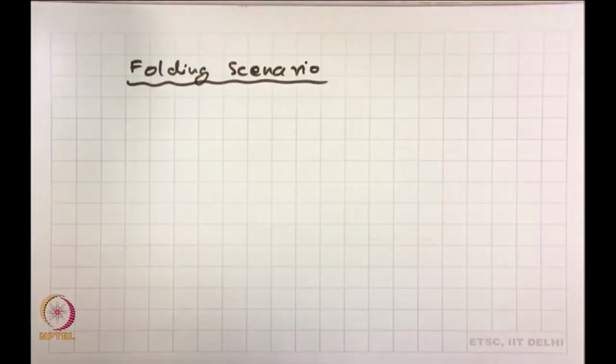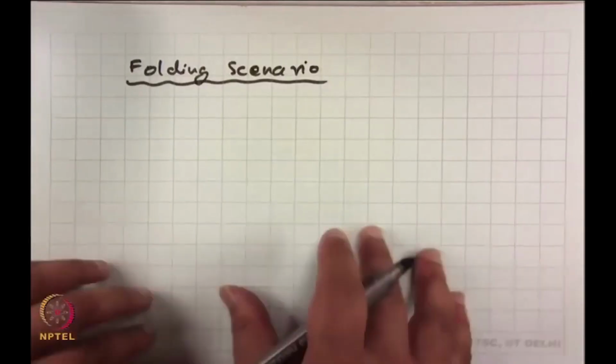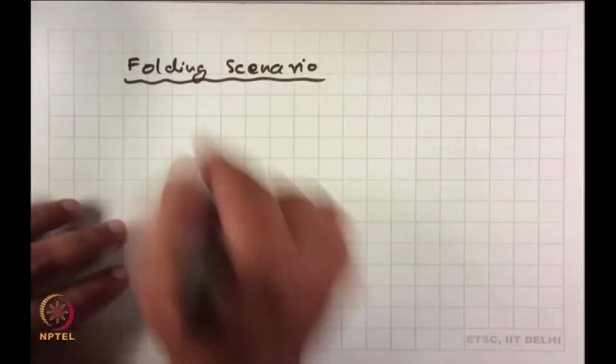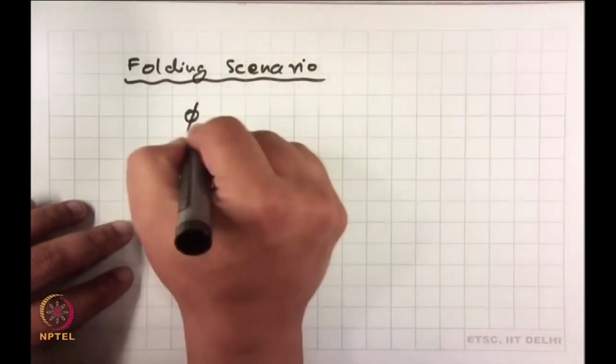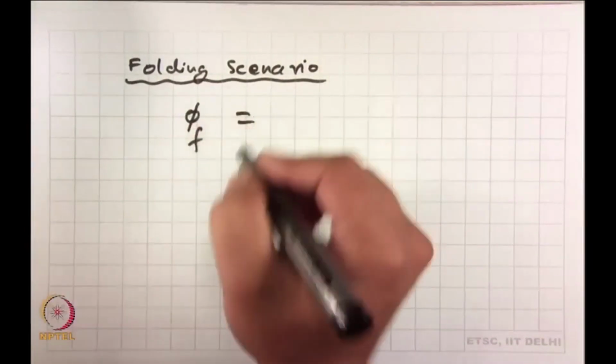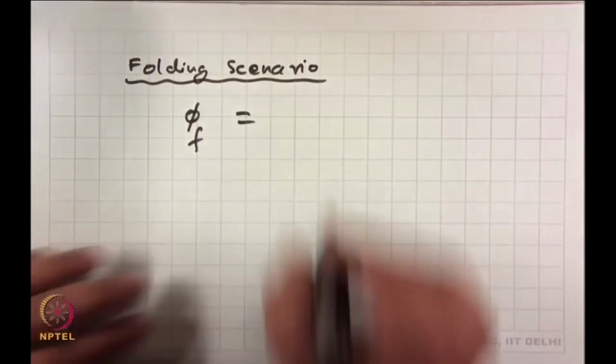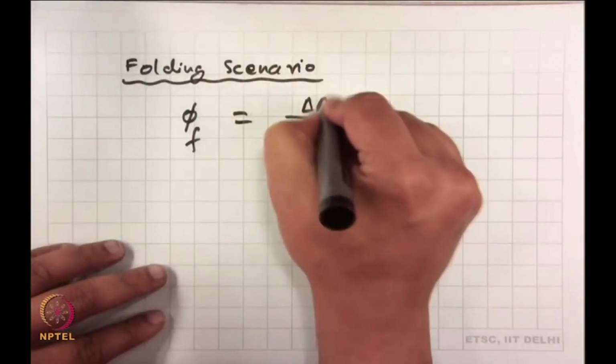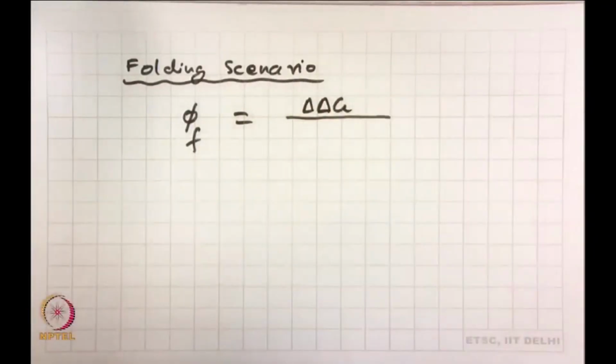If you are talking about a folding scenario, that means you are moving from the unfolded to the folded state, then I will be talking about phi folding instead of unfolding, as simple as that. So, in this case, my phi folding would be equal to what now, tell me? What should I write in the numerator? Delta G, and I told you I am going from where? From the unfolded to the folded.